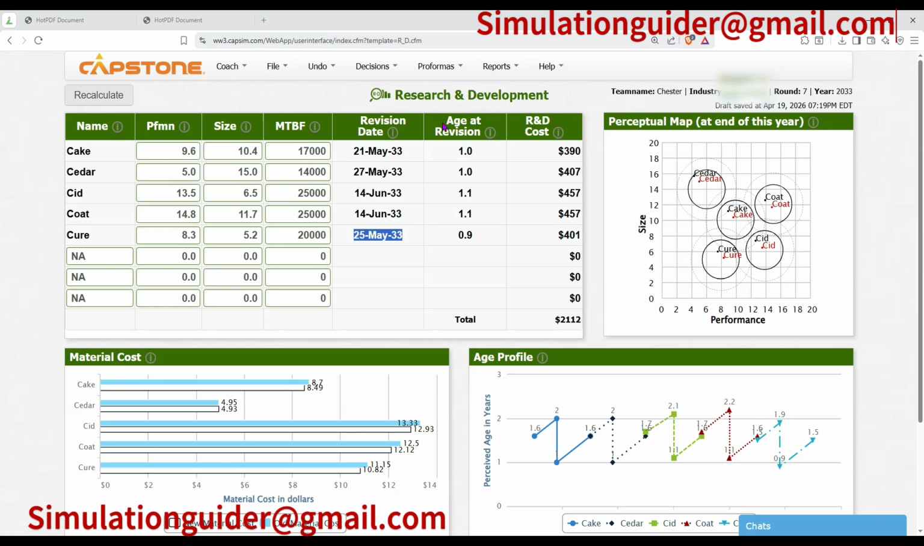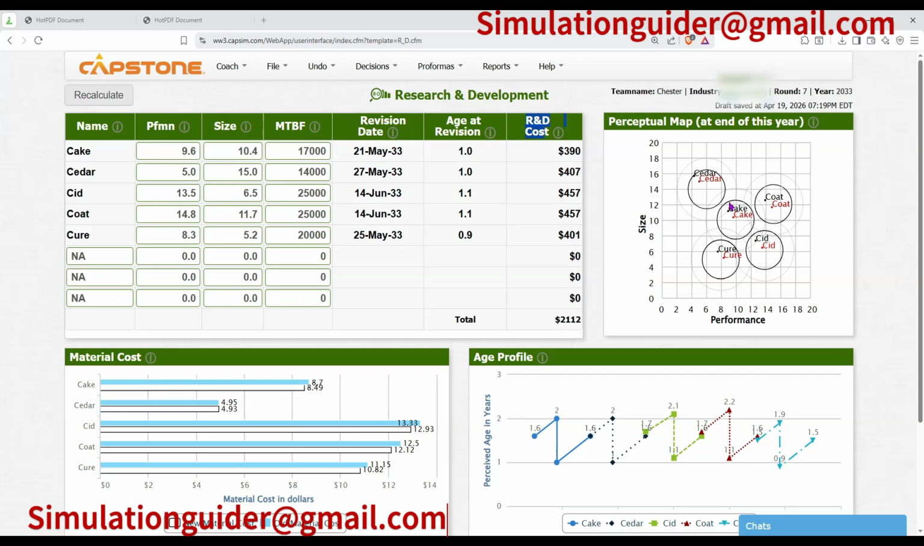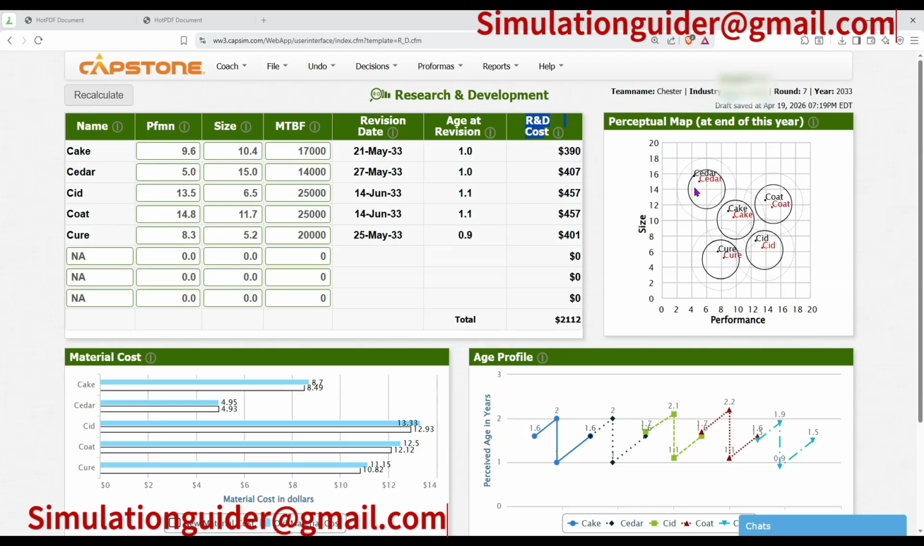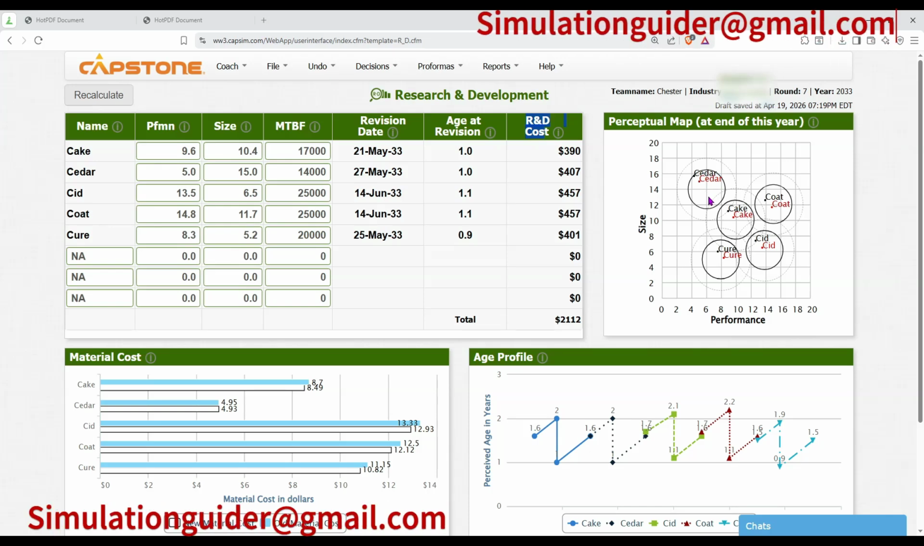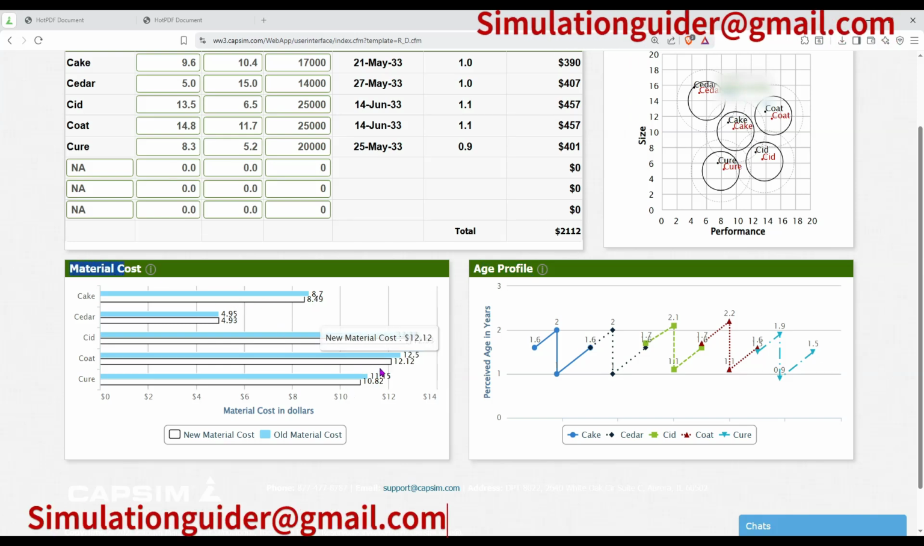You can also see the R&D costs that we are incurring for each and every product. The red one shows the new positioning of the product, which is quite good, because each and every product is in its own segment. That means we are going to sell more. Down here I have the material cost and the edge profile. For the material cost, you can compare the old and the new material cost and see if you're cutting down on cost or not. The edge profile shows the edge of each and every product.